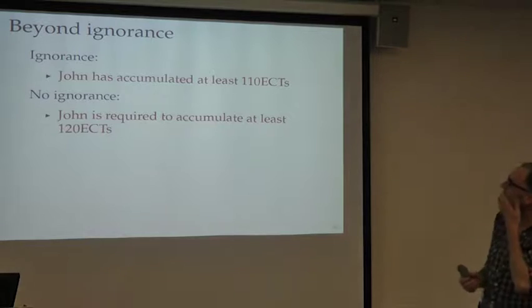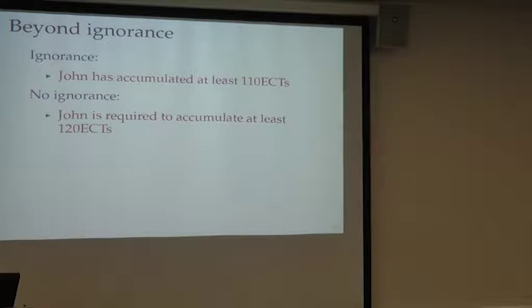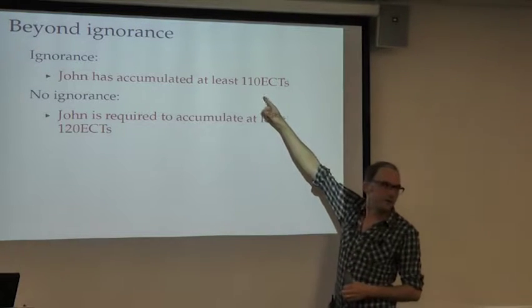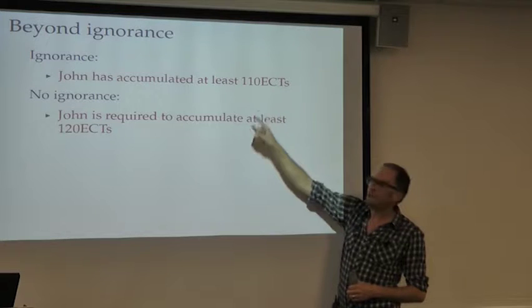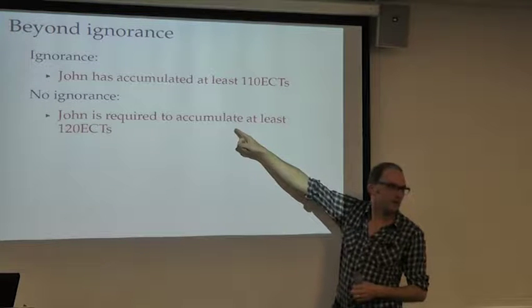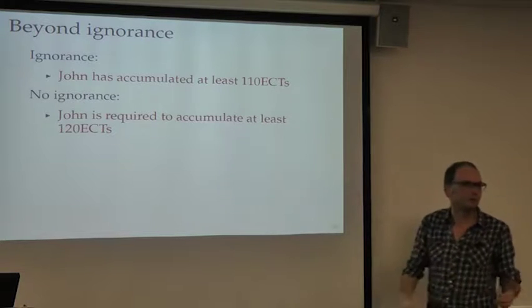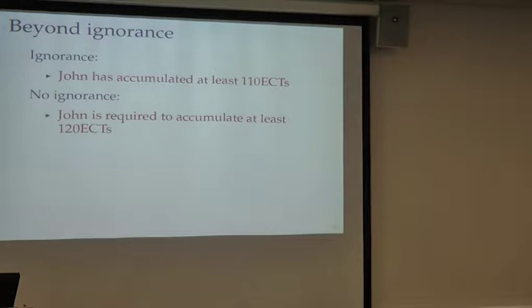So here's another one. John has accumulated at least 110 ECTS versus John is required to accumulate at least 120 ECTS. So here you're saying, I don't know how many he has, but it's more than 110. And here you're not saying, I don't know how many he has to have. No, here there's no ignorance. You're basically saying the rule is once you have 120 credits, you're fine. Yeah. So there's no ignorance there.